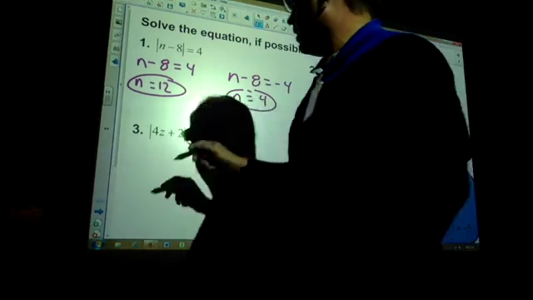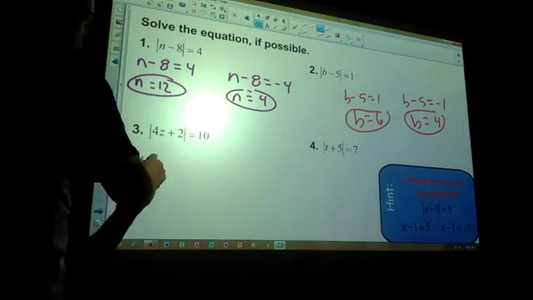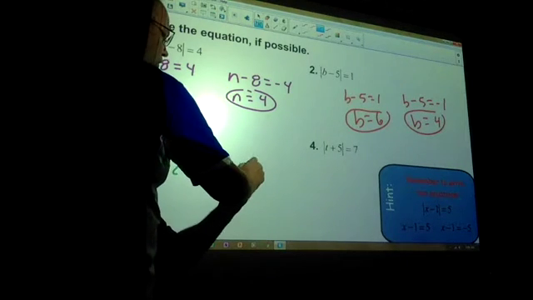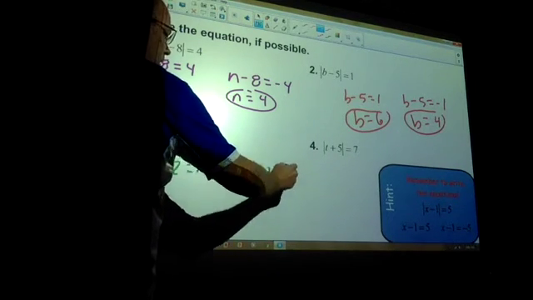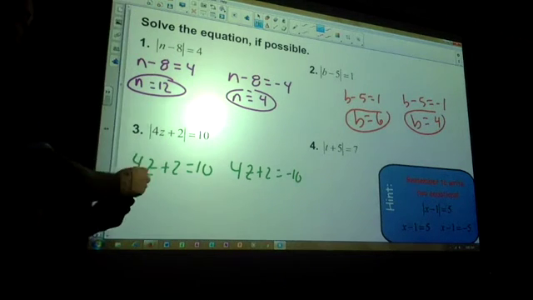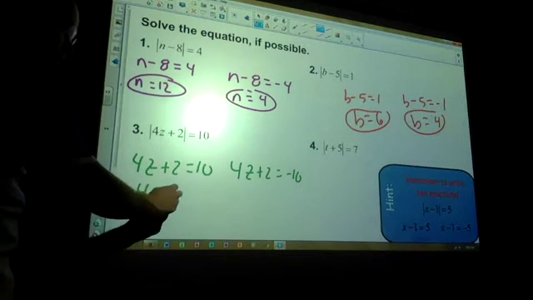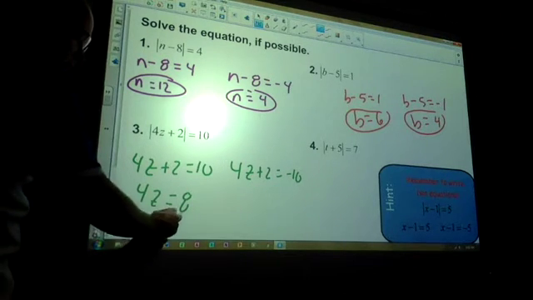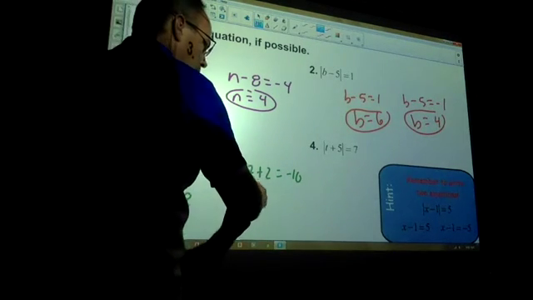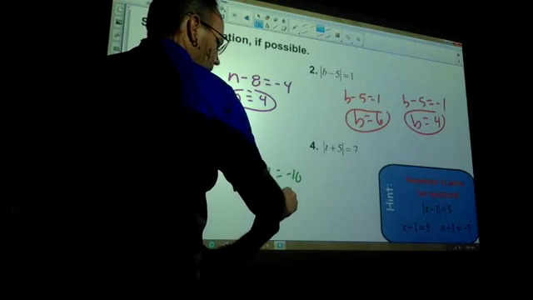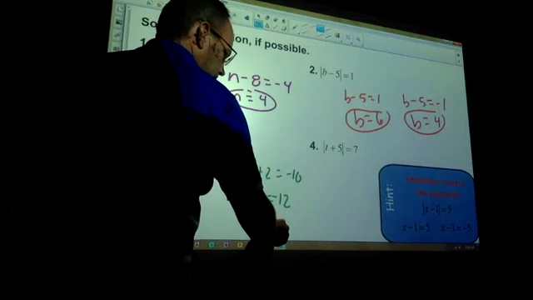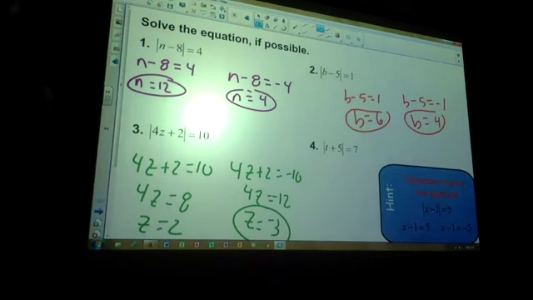What about down here? I get 4z plus 2 equals 10 and 4z plus 2 equals negative 10. Solve each, so I'm going to subtract 2 and then divide by 4. Here I'll subtract 2 and divide by 4. Get that. So you're two different answers.